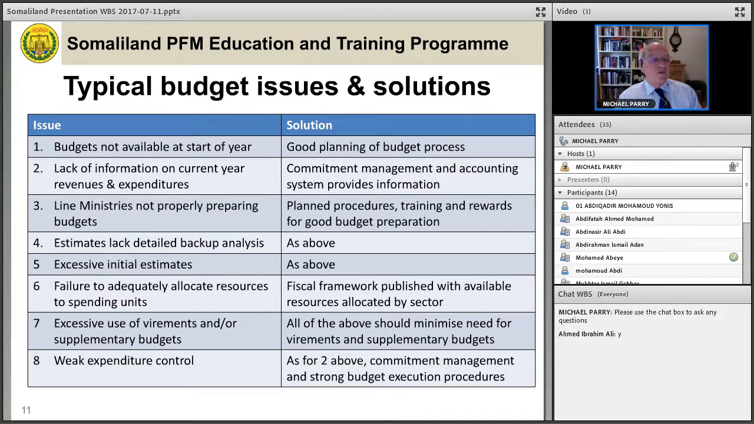We've already mentioned the use of virements and supplementary budgets. They are necessary, but they should be minimised. And then there is weak expenditure control. Again, it's a matter of commitment management and strong budget execution procedures. Now, all of these tables are based on those that you've got in your workbook, but as I say, I have reorganised and simplified them. There's nothing in here that is not in your workbook, but I think you may find these a rather simpler way of remembering the information.